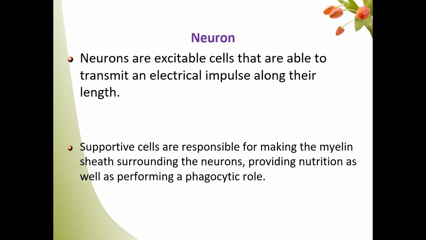So here, when studying about the neurons, you must know these are excitable cells. These are not like other cells, these are excitable. These cells are able to transmit the electrical impulse along their length. The first thing is neurons are excitable cells and they are able to transmit the electrical impulse. This transmission of electrical impulse is very important in the central nervous system.